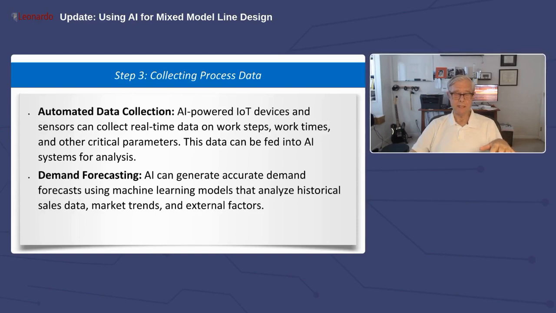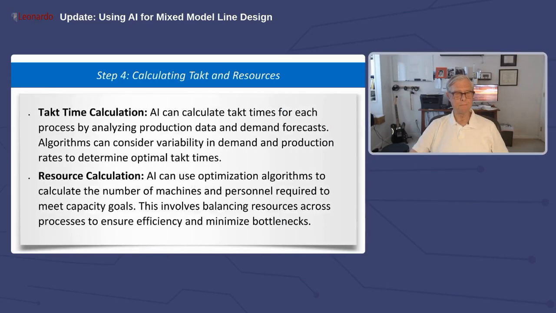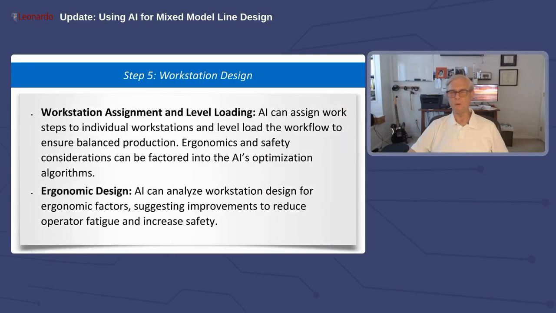So how many units a day do we need to build, at least based on past history and based on some future projections? Can be helpful there. So you can see I'm going pretty fast, but we have to, in the interest of time. Step 4 is calculating takt and resources. Again, these calculations are not difficult, and this is pretty much a no-brainer step that it can do already, I'm sure. Step 5, workstation design.